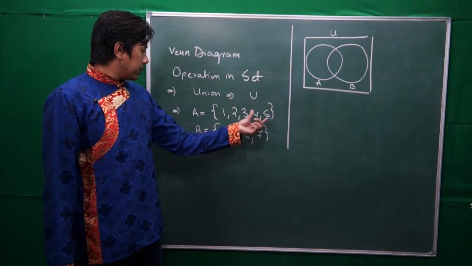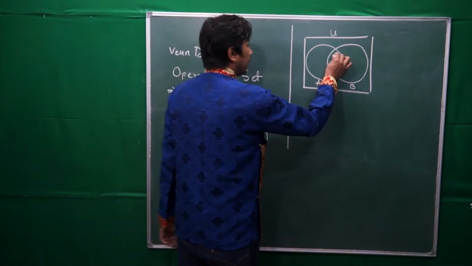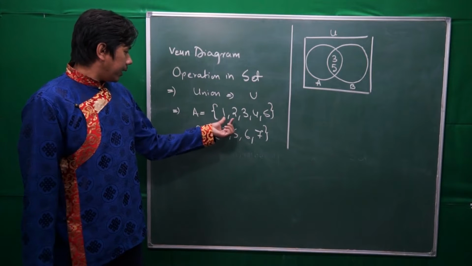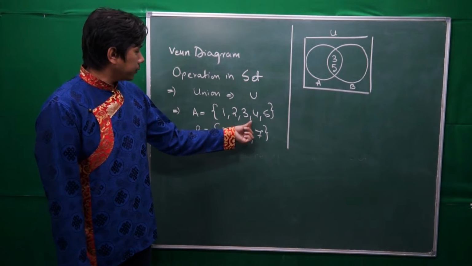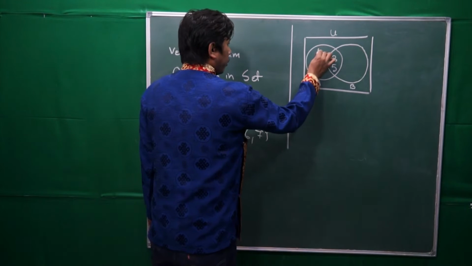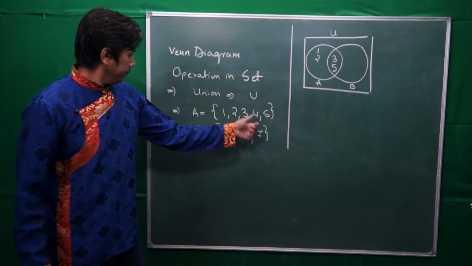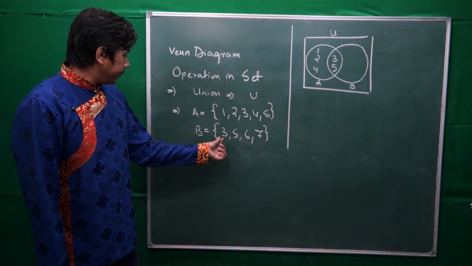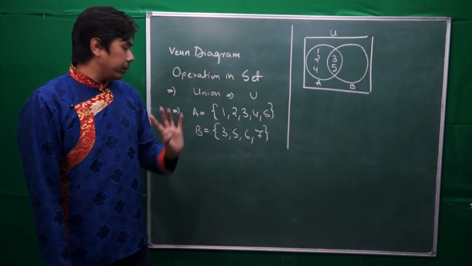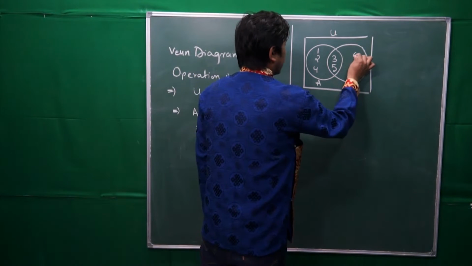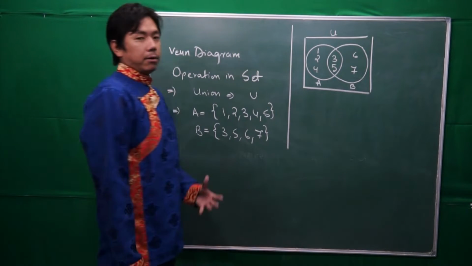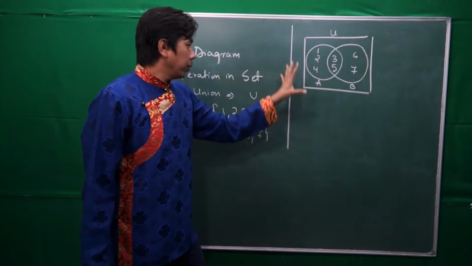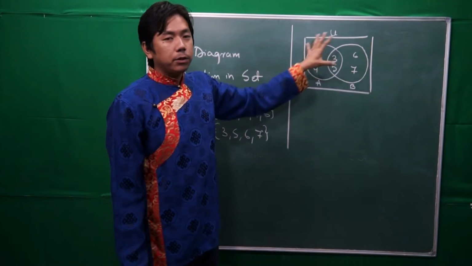So what are the elements? 3 and 5, 3 and 5. So I'll be writing 3, 5 over here. Now what is left in set A? 1, 2 and 3. 3 is done. 4. So 1, 2, 4. Next, in set B, we have 3 and 5 already written, so 6 and 7. Now the universal set U shows us the sets A and B all together.